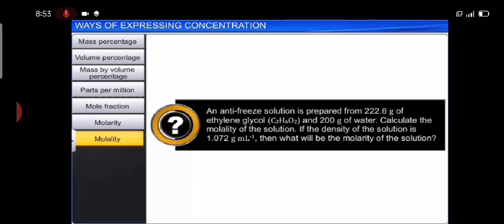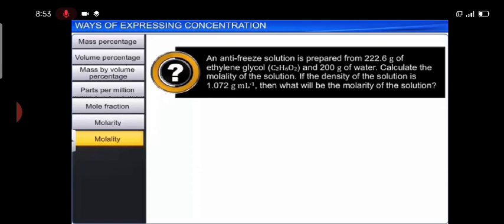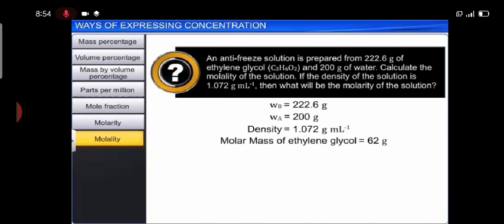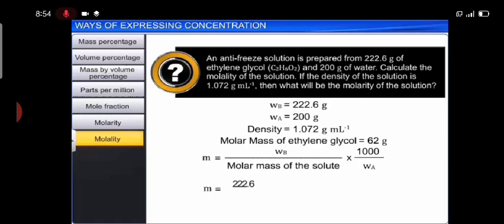The first step is to list the given variables. Wb is equal to 222.6 grams. Wa is equal to 200 grams. And the density of the solution is 1.072 grams per milliliter. The molar mass of ethylene glycol is 62 grams per mole. Substituting these values in the formula for molality, we get m is equal to 222.6 divided by 62, multiplied by 1000 by 200. On solving, we get m is equal to 17.95 moles per kg.